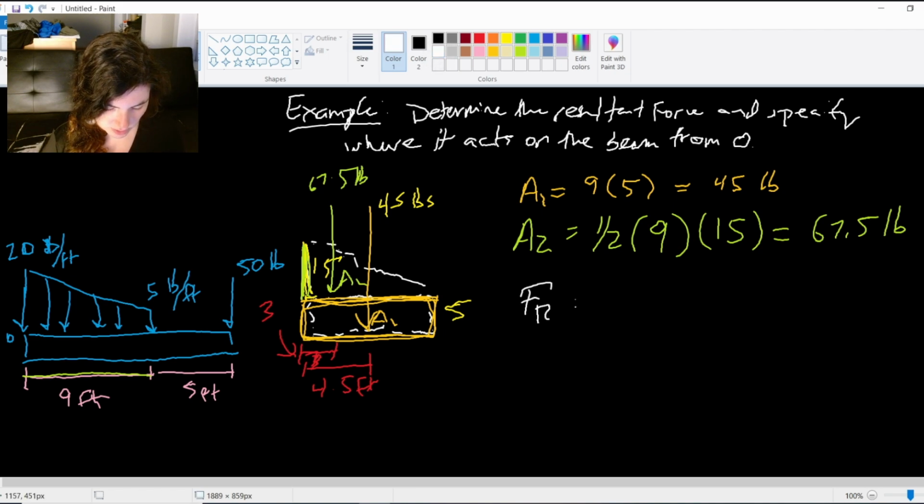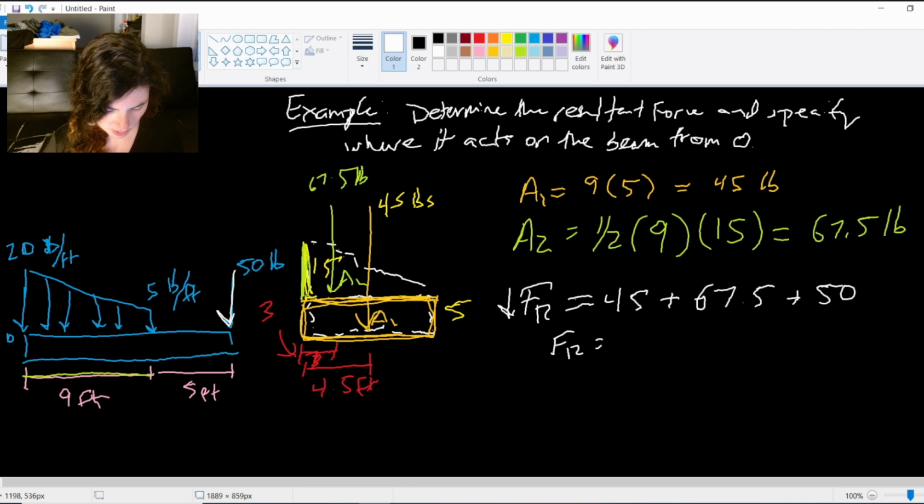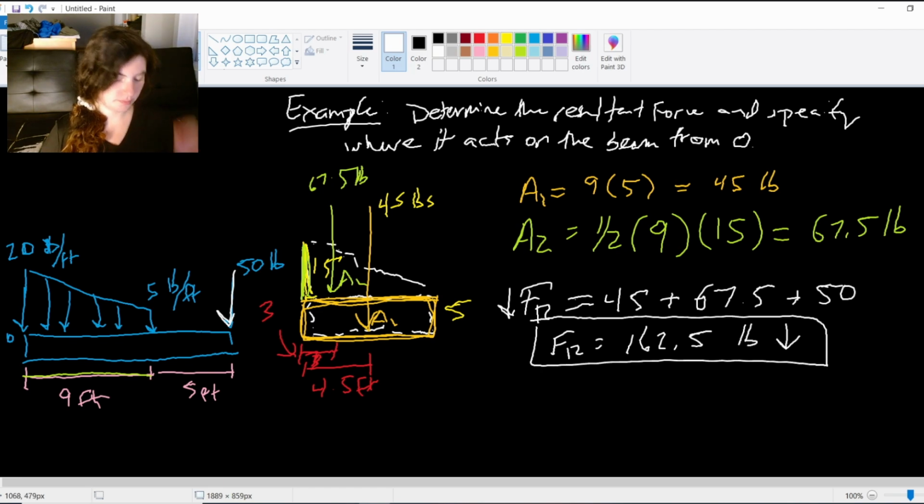Our resultant force is going to be that 45. If I make downwards positive, 45 plus 67.5. And then don't forget this 50 guy over here, right? Just an applied force. Plus 50. Right? Everything is pointing downwards. So our resultant force is going to just be 162.5 pounds acting downward on the beam.